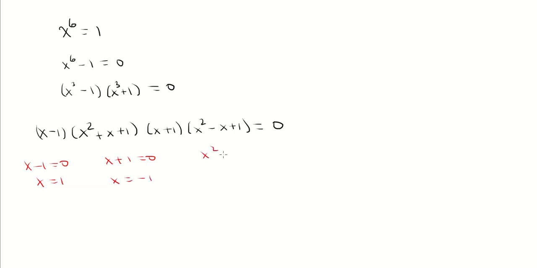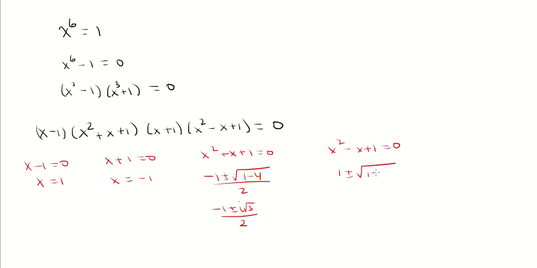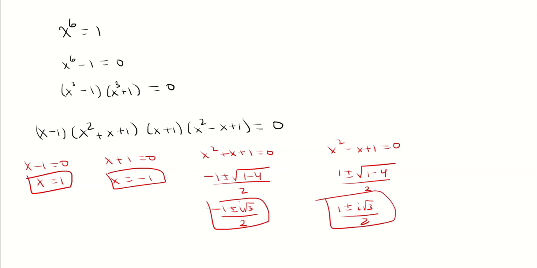And then the x squareds are going to be a little bit of work. For this one, we're going to use the quadratic formula. We get negative 1 plus or minus i root 3 over 2. And then 1 plus or minus i root 3 over 2. So we're going to get 1, 2, 4, and 6 total answers.